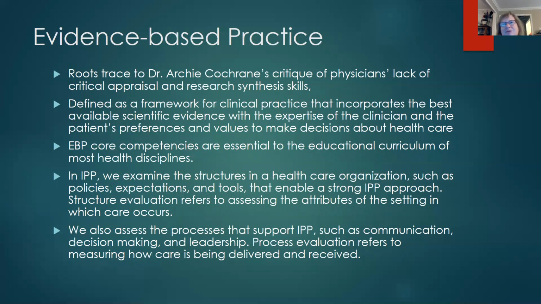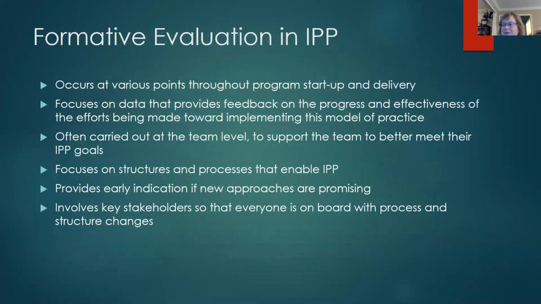Similar to what we've learned in chapter 2 of the textbook, processes such as communication, decision-making, and leadership are really critical. And we evaluate those in terms of what's the best available evidence to support how care should be delivered and how care can be received in relation to those really critical processes. Now, it's important that when we're doing evaluation, we integrate both types of evaluation: formative evaluation, and in just a moment, I'm going to talk about summative evaluation.